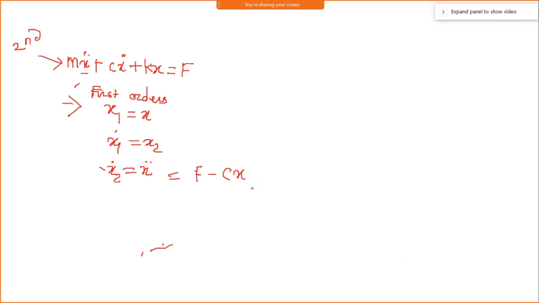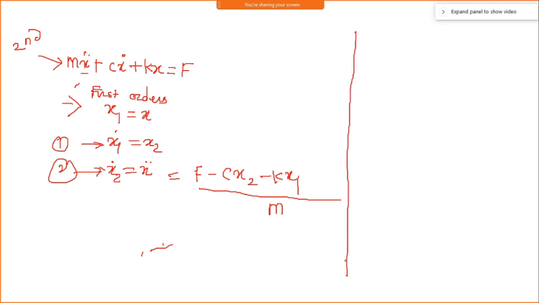And this is x2 minus k into x1 divided by m. Now I got two equations of first order. One is this equation, this is my first, and this is my second equation. I can now solve these equations simultaneously, as we have done in the ODE solver.